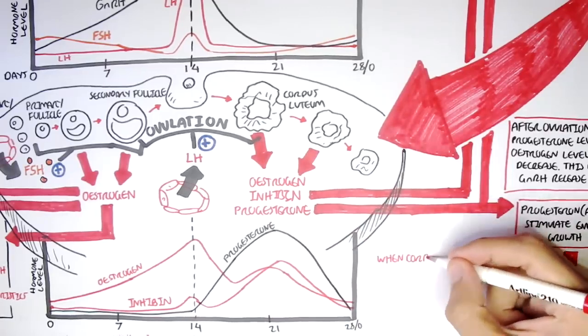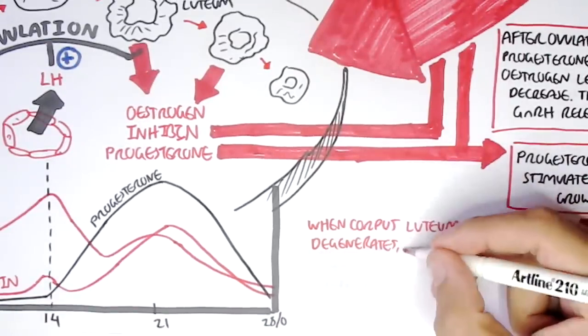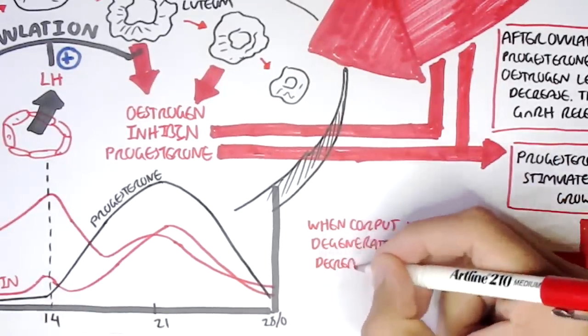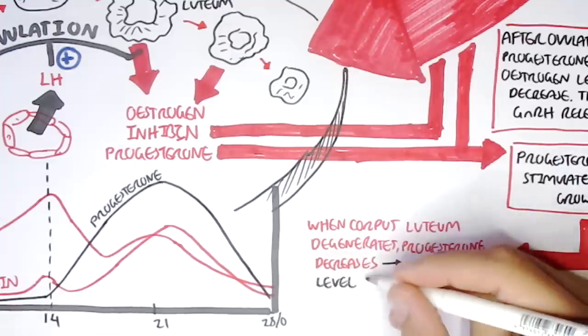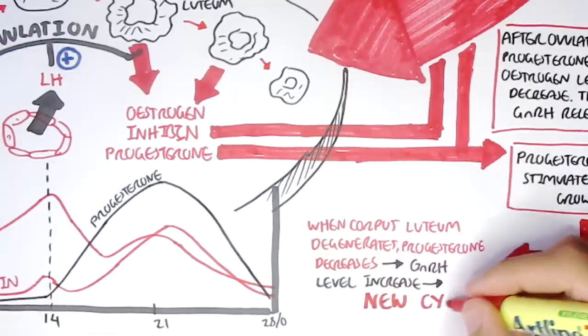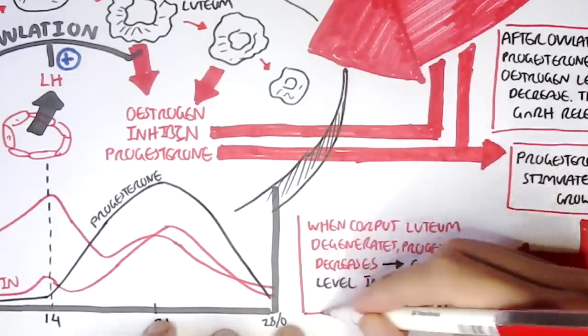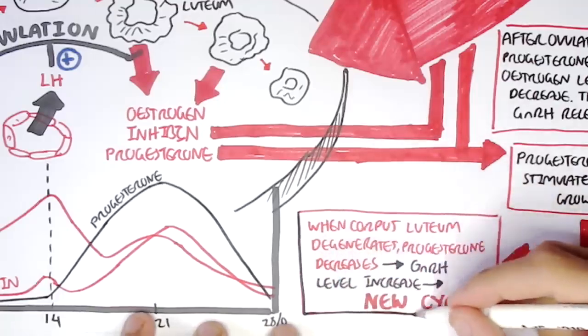So when the corpus luteum degenerates, progesterone will decrease. And this will mean that progesterone cannot inhibit gonadotropin-releasing hormone release. And so gonadotropin-releasing hormone levels will increase. And this will allow a new menstrual cycle to occur.